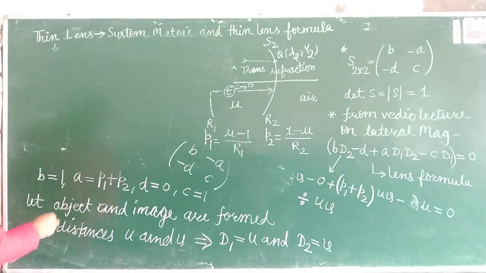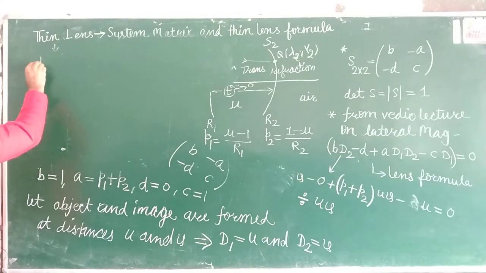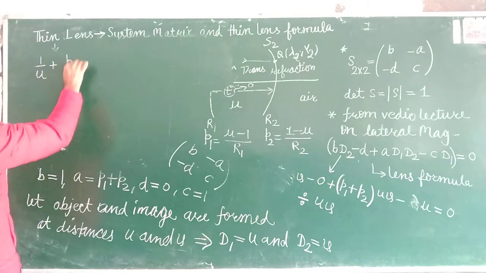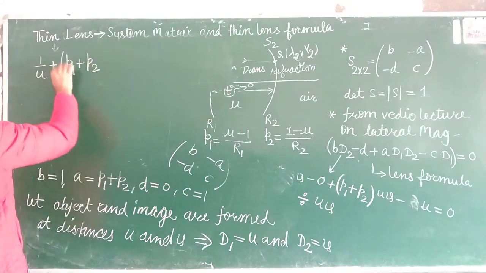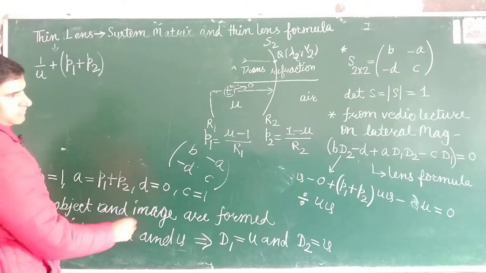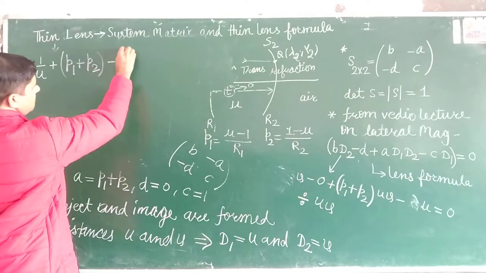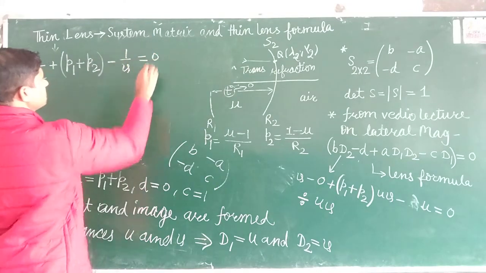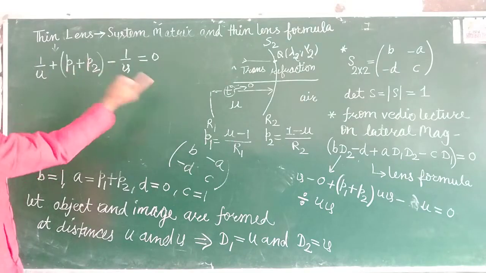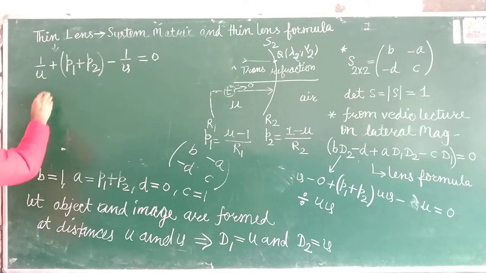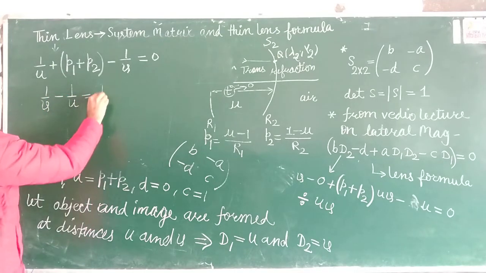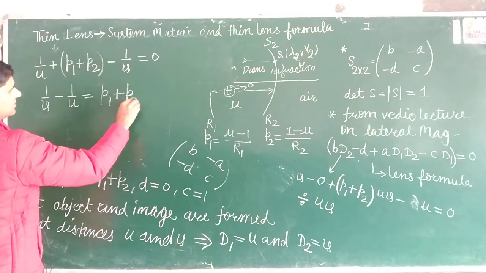So class, we will obtain 1 by U, then you have plus P1 plus P2, this is the value of A, and U and V will cancel out. Then you have minus 1 by V, and this is equal to 0. Take this factor and this factor on left hand side and rearrange this equation. You will get 1 by V minus 1 by U. This is equal to P1 plus P2.